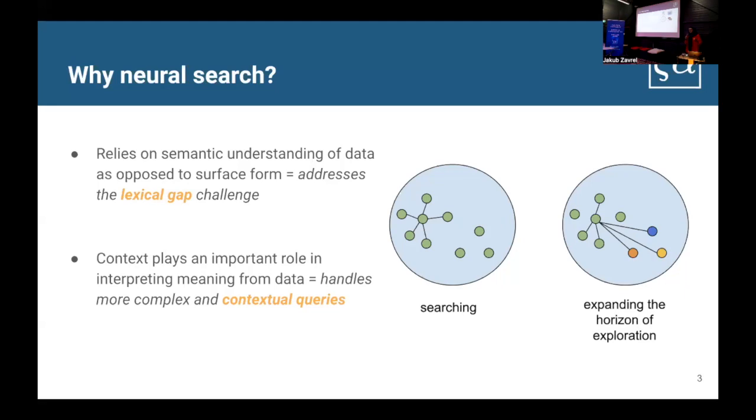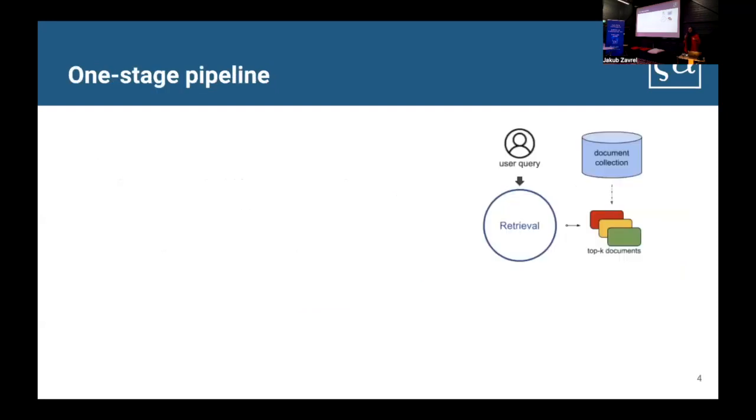There are two different ways of doing neural search: a one-stage pipeline and a two-stage pipeline. In the one-stage pipeline, we have a collection of documents and a query coming in from the user. We do some sort of retrieval, neural or traditional, and we get the top K results of documents for that search.